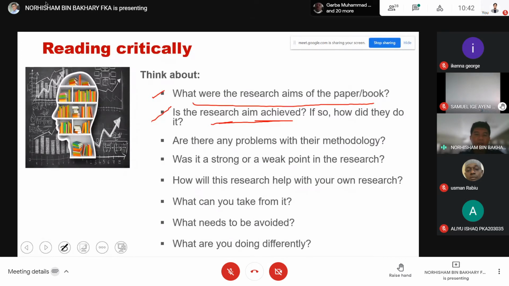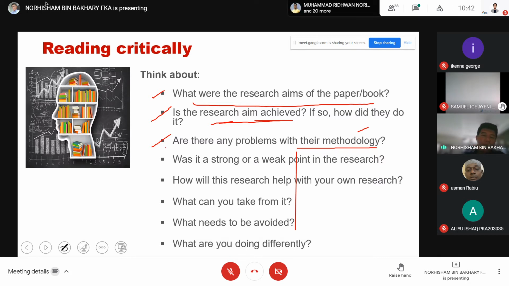And then the second one: are there any problems with their methodology? This is where you go to a deeper level of the paper, and you must understand their research methodology. If you don't understand, you go to a website and so on, and you can read. Okay, and then you can identify the problem, and then ask another question: what is wrong? What is okay?